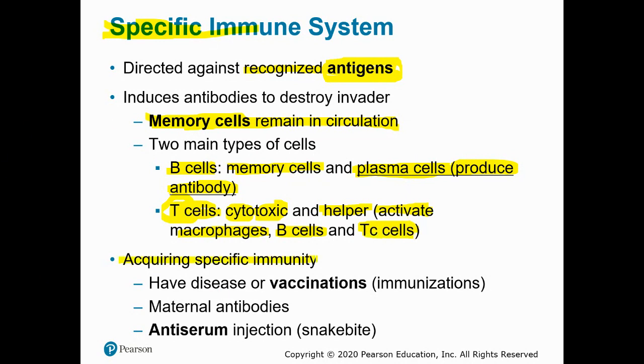So we can acquire a specific immunity in a few different ways. Again, vaccination is a form of acquiring specific immunity. Firsthand exposure to a foreign microbe would elicit specific immunity. We can also receive antibodies from our mothers, so from breast milk even, if we're breastfeeding. So we can acquire specific immunity that way. And then we can also acquire specific immunity from anti-serum injections, like if we get a snake bite.